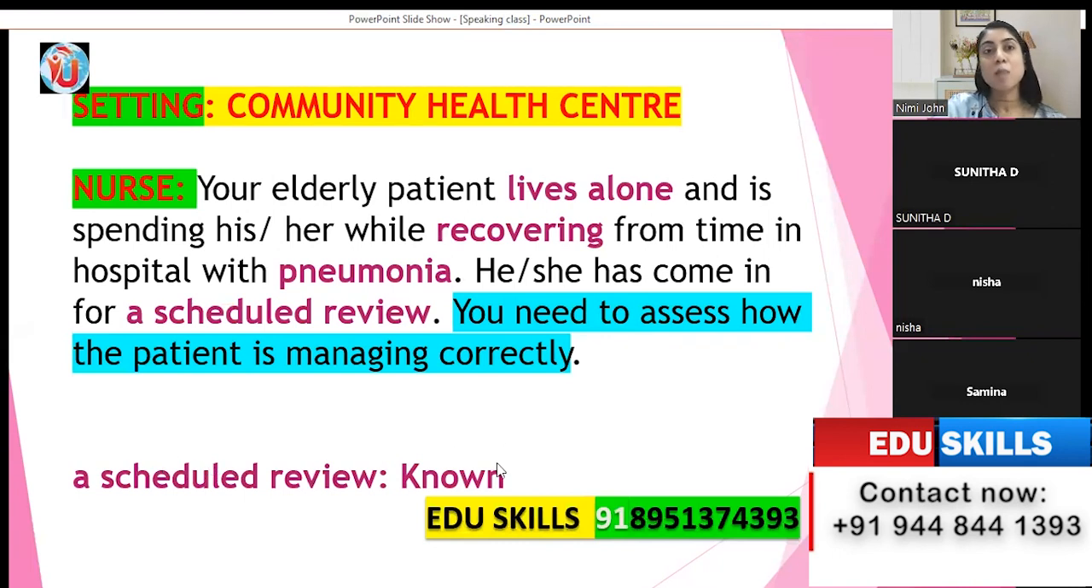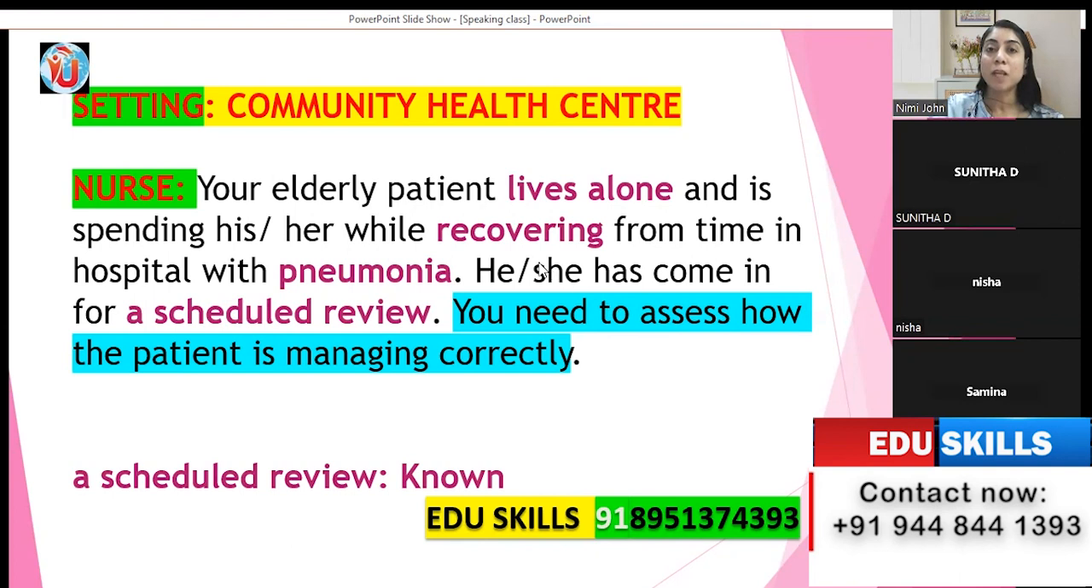We can ask the name of the patient during the 3 minutes of preparation time. In case you forget to ask the patient's name, there is no worry. During the role play you can also ask for confirmation: "Could you tell me your name?" Like that we can start the conversation. So here the patient lives alone and is recovering from pneumonia, for a scheduled review. So here I forgot to say one thing.